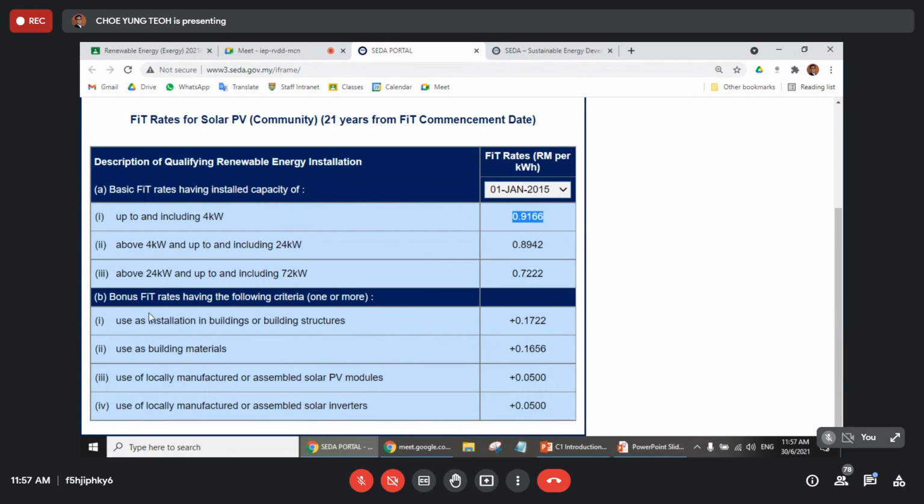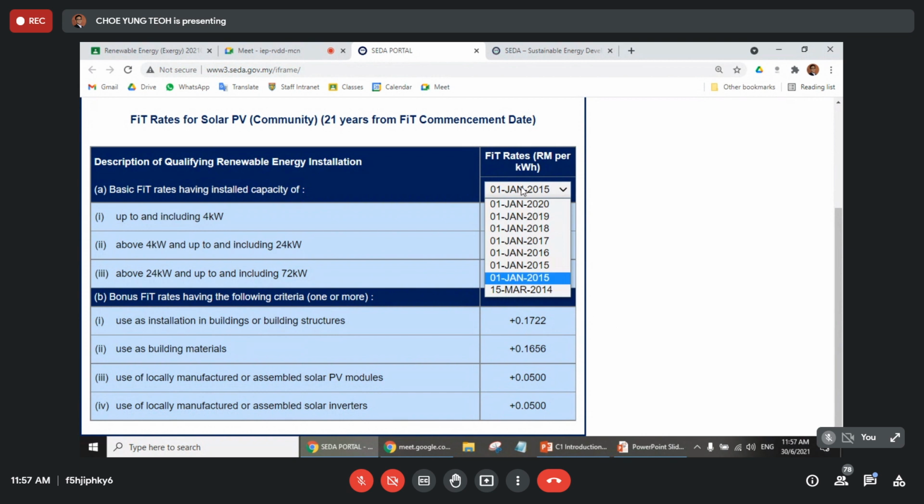Okay, and then other bonuses you have: use and installation in building or building structure plus 17 cents. Use as building material plus 16 cents. Use local manufacturer or assembly of solar panel plus 5 cents. Use local solar inverter plus 5 cents. So you try to imagine, you plus this, plus this, plus this, plus all of this. How much can you get? Okay, I think you'll get more than 130 cents. But you buy from TNB only 30 cents, 40 cents. Okay, so you earn a lot from here.